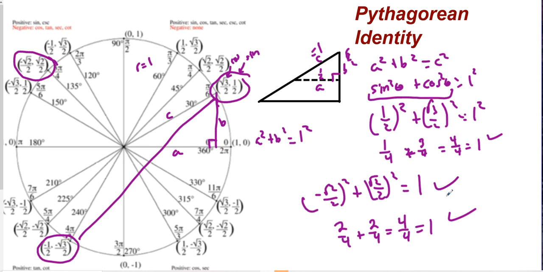So the identity works. Again, your Pythagorean identity is sine squared theta plus cosine squared theta is equal to 1. And I can change this dilation however I want. It's still going to work out just fine.